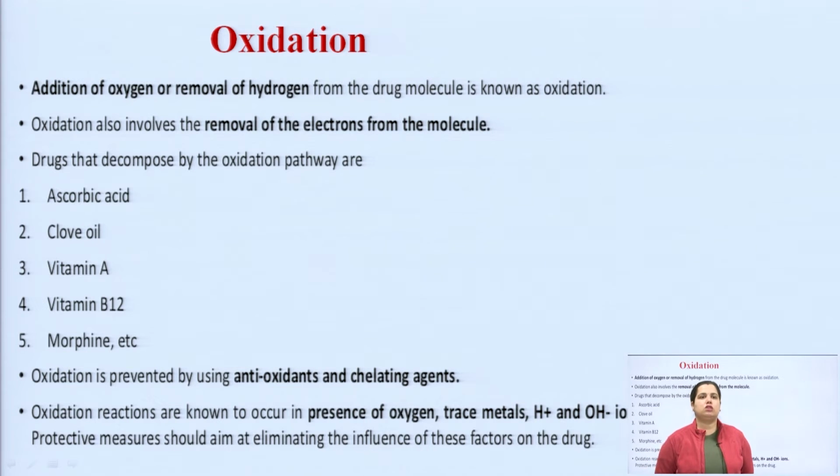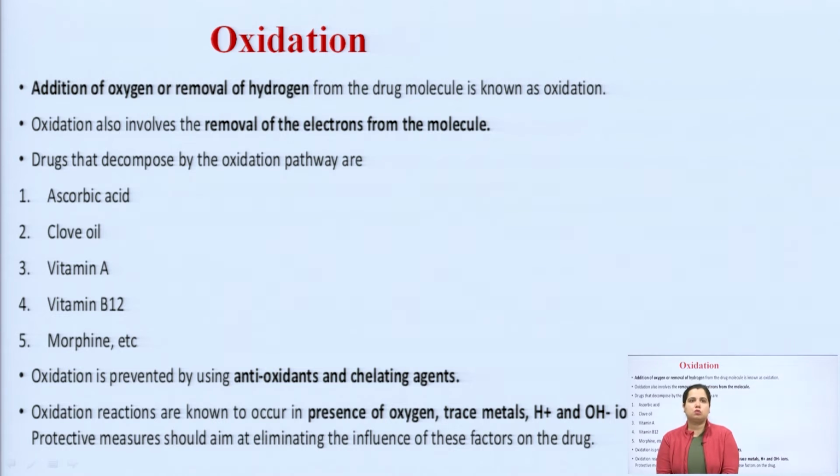The addition of oxygen or removal of hydrogen from the drug molecule is known as oxidation. Either addition of oxygen or removal of hydrogen is termed an oxidation reaction. Oxidation involves the removal of electrons from the molecule. Drugs that are decomposed by the oxidation pathway are ascorbic acid, clove oil, vitamin A, vitamin B12, morphine and many more. These are a few examples which follow this oxidation reaction and become degraded.